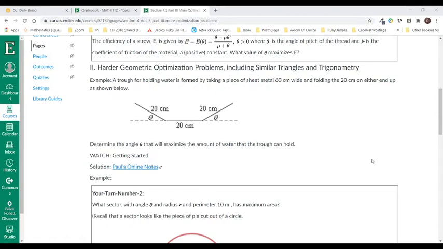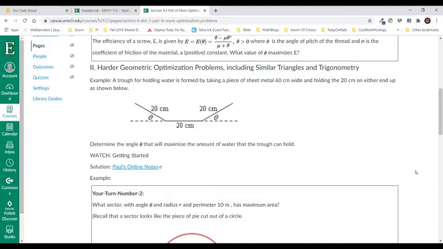Okay, this is the first of many problems this semester we'll see where using trig is not a bad way to go. So let's look at the problem. The problem says a trough for holding water is formed by taking a piece of sheet metal 60 centimeters wide and folding the 20 centimeters up on either end up as shown below.